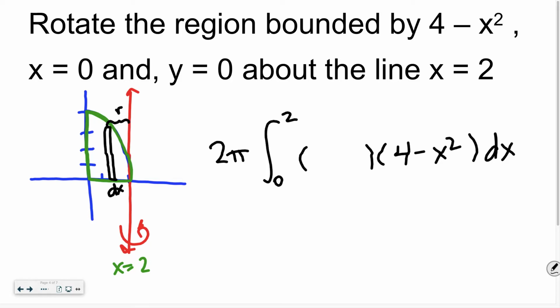Okay? Well, we know that this distance from the y-axis to the rectangle is x. So if I'm talking about this distance right here, if each one of these rectangles is x away, then this is going to be 2 minus x. So you can still kind of think of it as right minus left for that distance. 2 is on the right, okay? And each of these are x away from the y-axis. So 2 minus x is that distance.